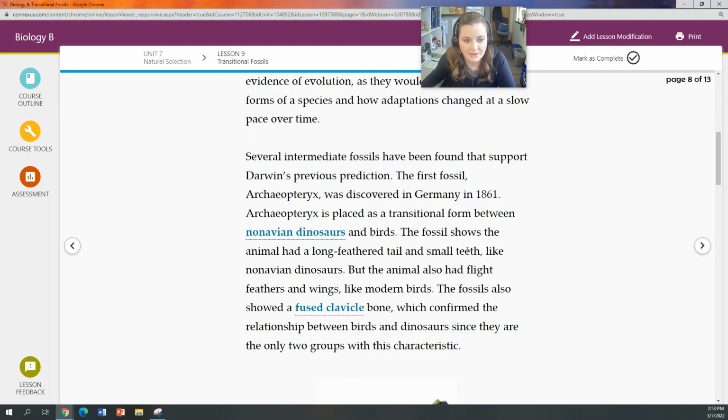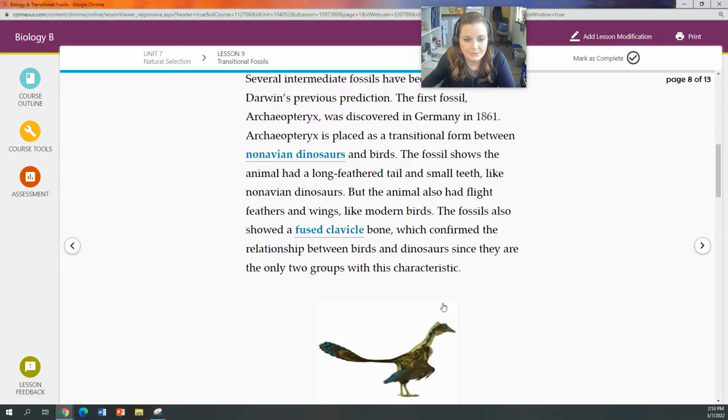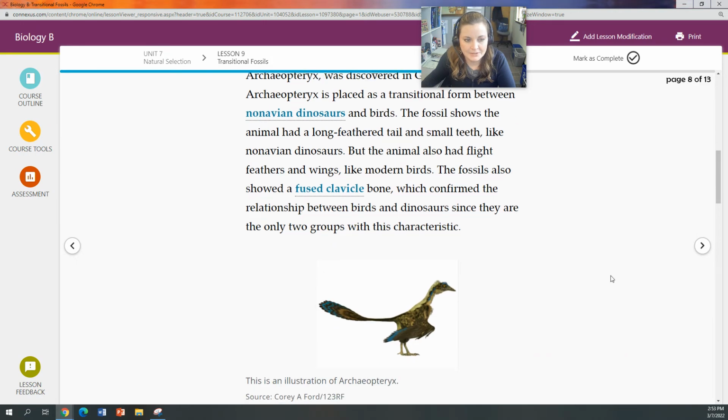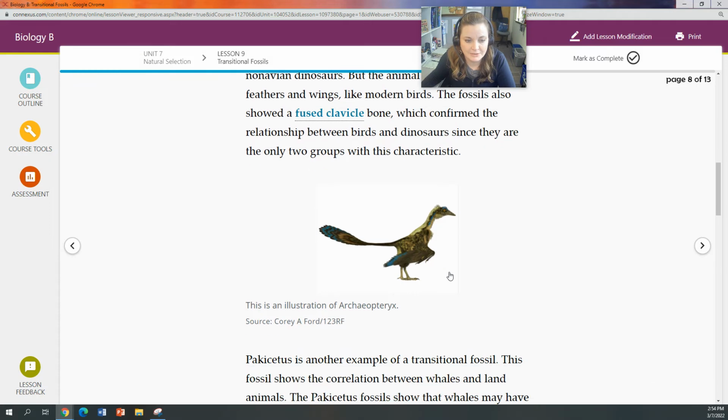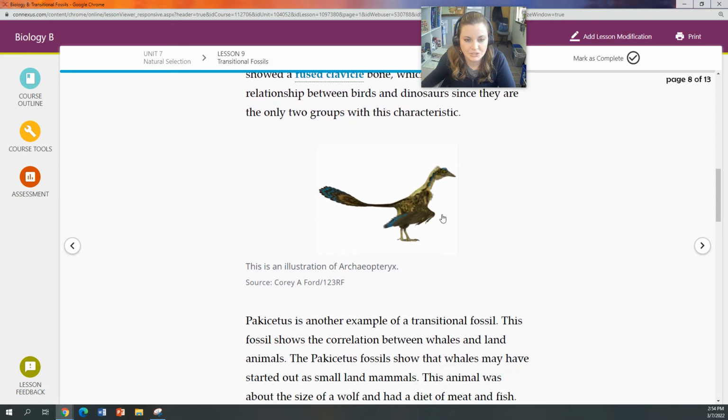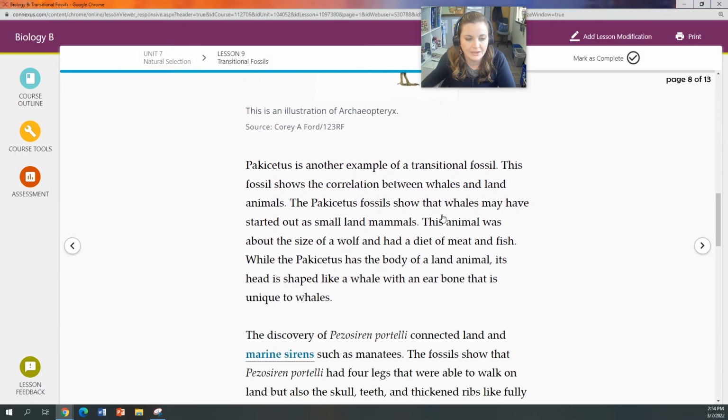It shows an animal that had a long feathered tail and small teeth like non-avian dinosaurs, but the animal also had flight feathers and wings like modern birds, and also shows a fused clavicle bone, which confirmed the relationship between birds and dinosaurs, since they are the only two groups with this characteristic. And here's an illustration of what Archaeopteryx would have looked like.